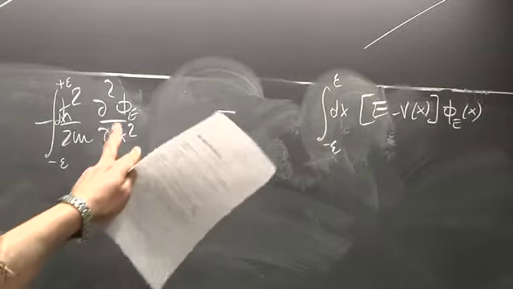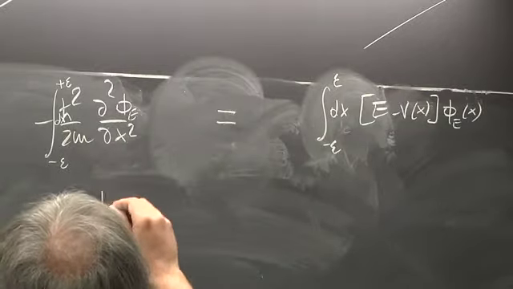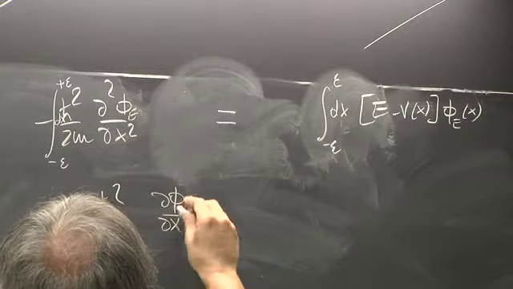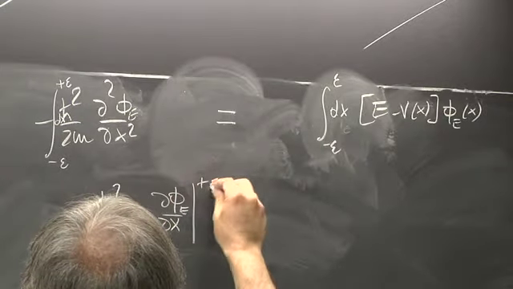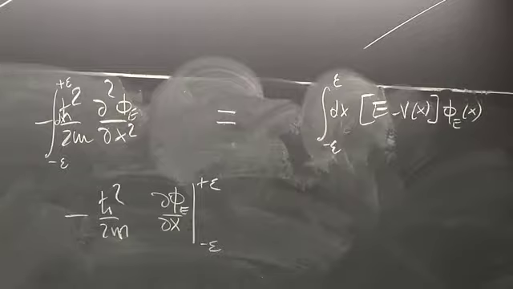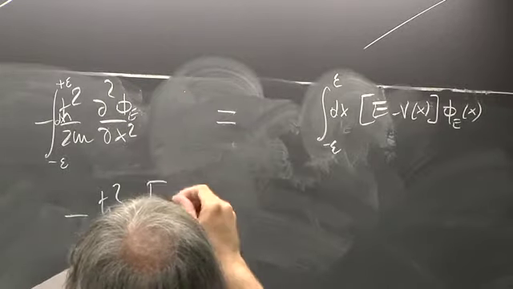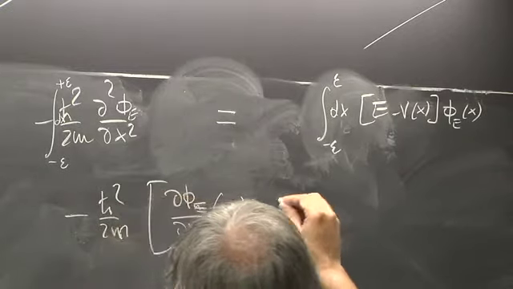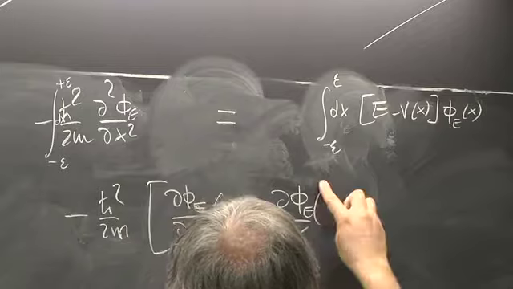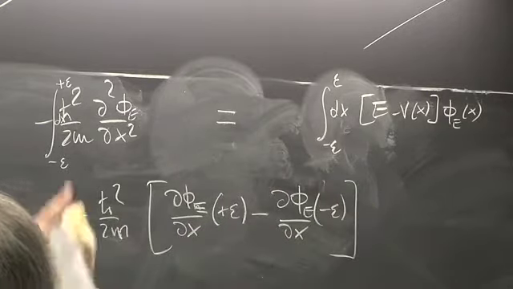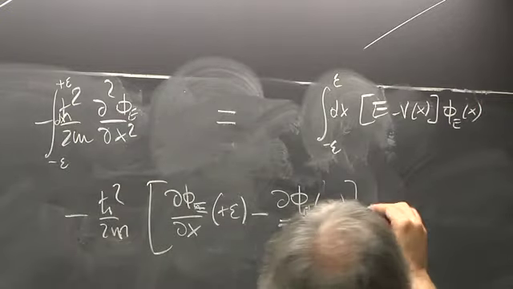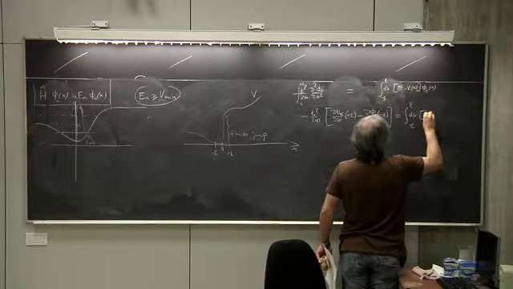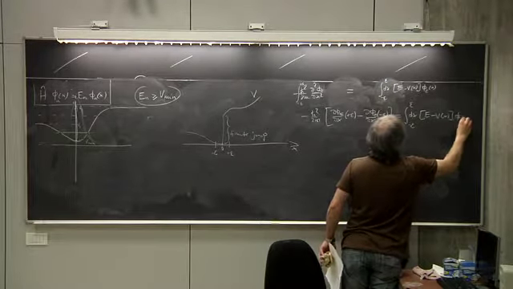Now, the integral of a second derivative I can certainly calculate. It is equal to minus h bar squared over 2m times the first derivative, calculated between plus epsilon and minus epsilon. All right? So to be definitive, this is the first derivative calculated at plus epsilon minus the first derivative calculated at minus epsilon. Okay? So the integral on the left-hand side, I can do it. On the right-hand side, I cannot do it. Okay? But let me keep writing it. I have an integral of some function that is E minus V of x times phi E of x.